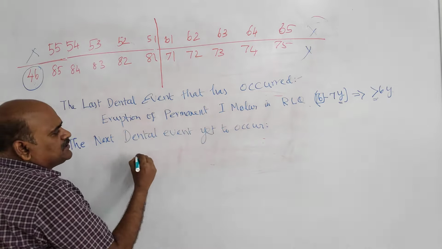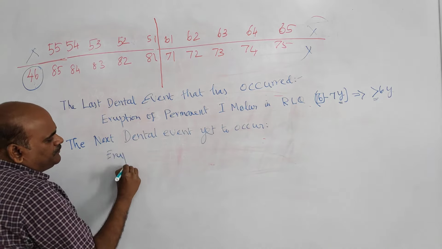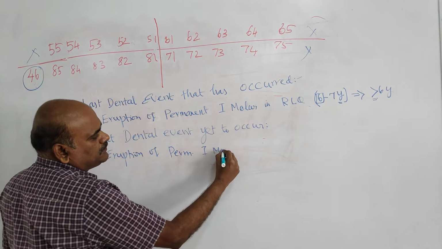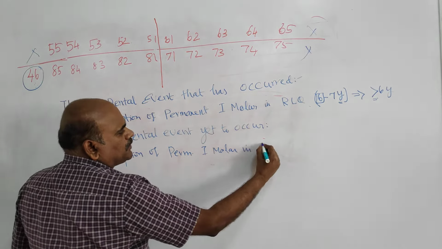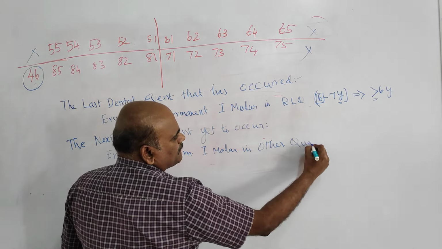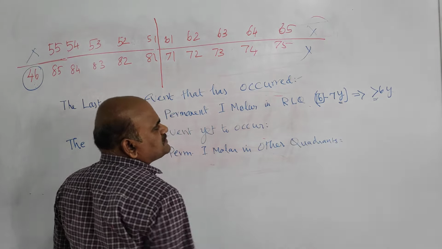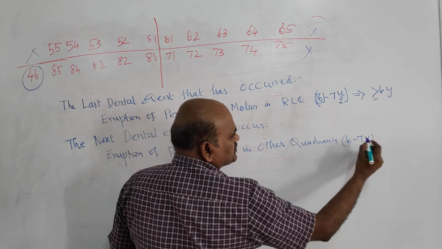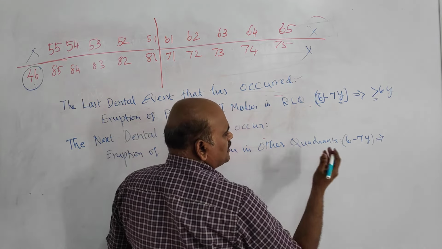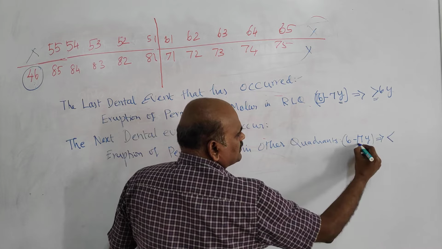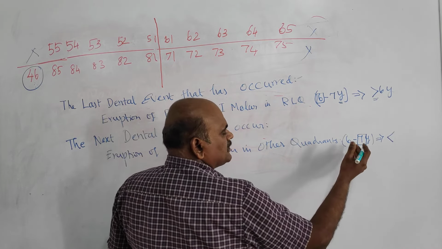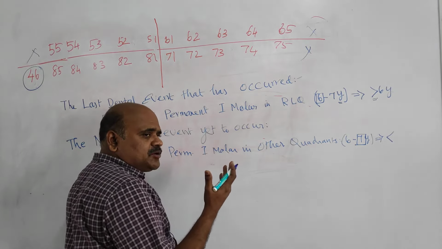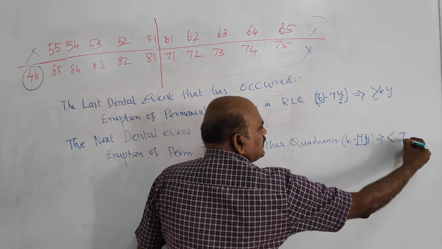So again, you have to write here eruption of permanent first molar in other quadrants, or remaining quadrants, and again write the normal range, 6 to 7 years, normal age of eruption. Then what is the age? Since it has not erupted yet, the age should be kept below the upper limit, because it is common that till 7 years it may erupt. It may be delayed up to 7 years also. Since it has not erupted in other quadrants, take the upper limit, less than 7 years.